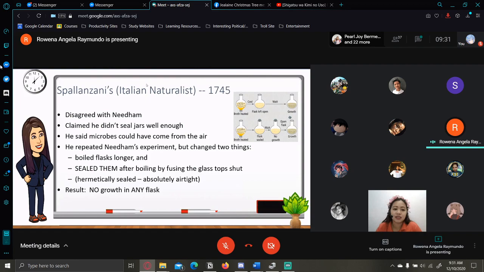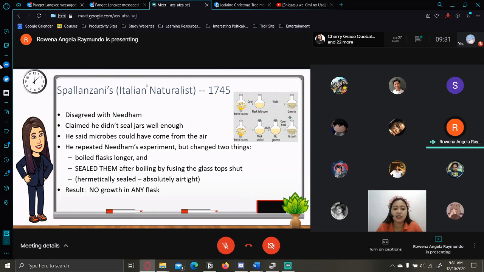So, ang ginawa naman ni Lazzaro Spallanzani, after niyang i-boil, sinil niya yung flask niya. Yung isang flask, sinil niya. Yung isang flask ay hinayaan niyang naka-open. Okay? Anong naging result nung kanyang experiment? Yung flask na nakasil ay walang growth ng microorganism. Pero yung flask na hindi nakasil, nagkaroon ng growth ng microorganism. So, in other words, naging tagumpay yung experiment ni Lazzaro Spallanzani.